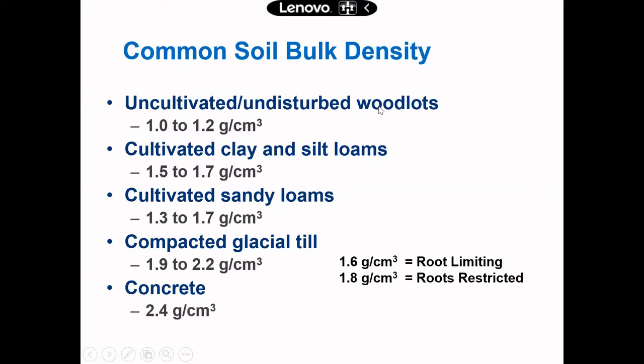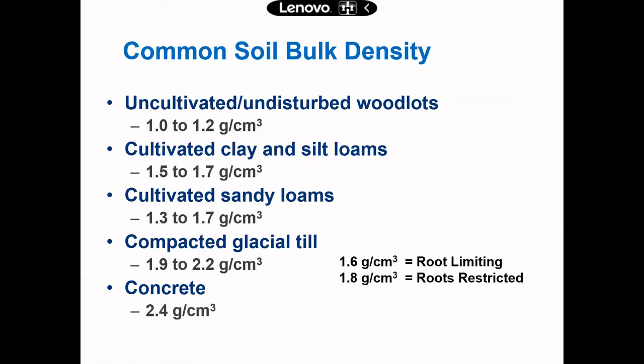Here's a slide that shows some of the common soil bulk densities. And when we're looking at bulk density, what we're looking at is the weight divided by the volume. And the bigger the number, the more dense and the less pore space a soil has. Now, there is a limit on how dense anything can become. If you look at concrete, at 2.4 grams per centimeter cubed, the maximum is about 2.65.